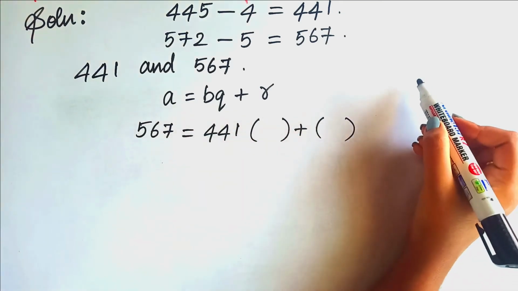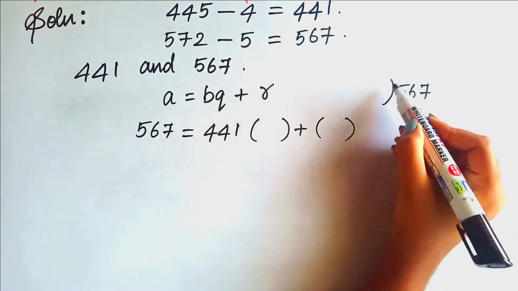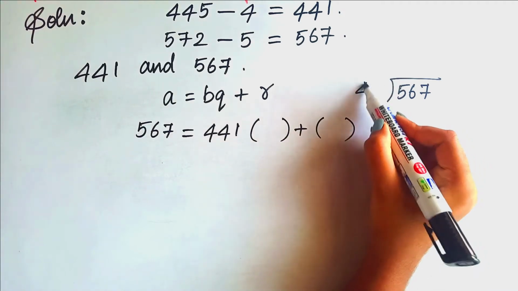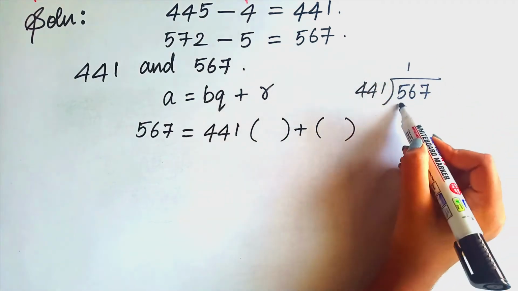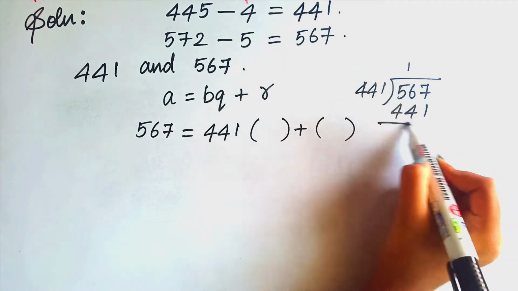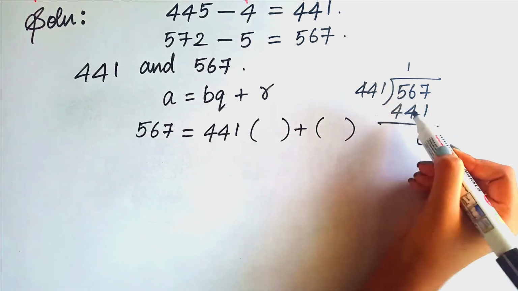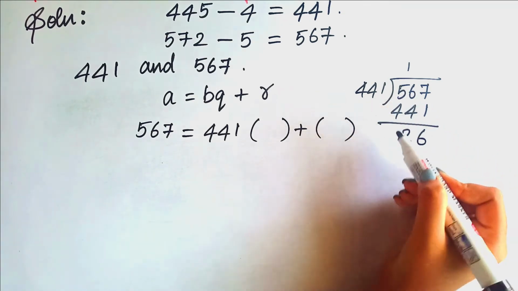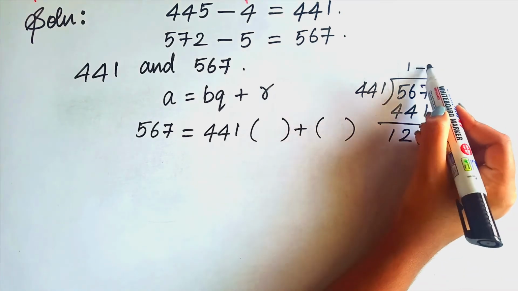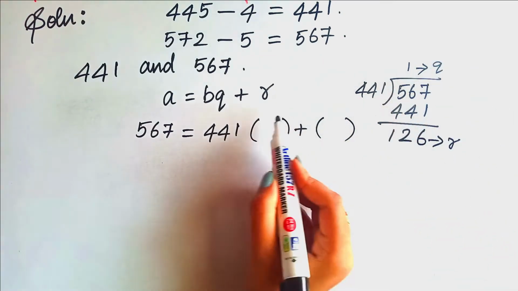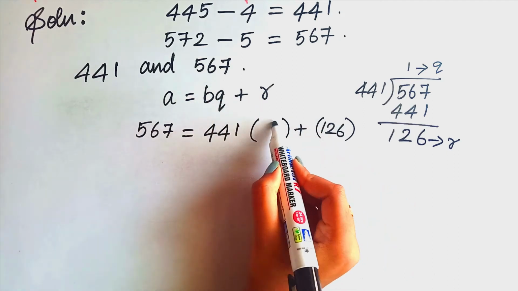Okay, so let's divide. Here 567 will be the dividend and the divisor is 441. We are going to divide using this. So 441 ones are 441. Now if we subtract, 7 minus 1 we get 6, 6 minus 4 is 2, 5 minus 4 is 1. So 126 is our remainder and this is our quotient. So the remainder is 126 and the quotient is 1.